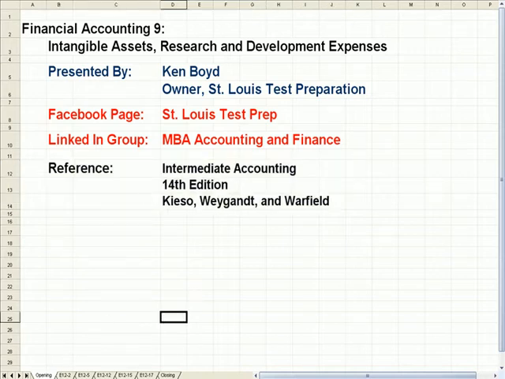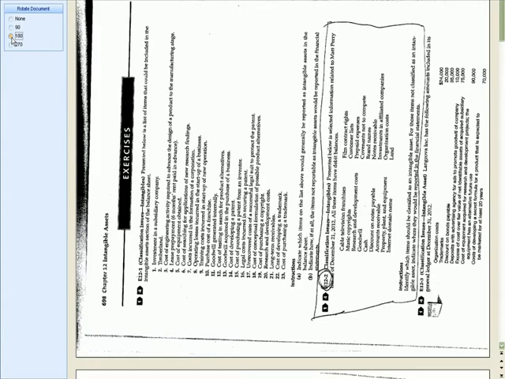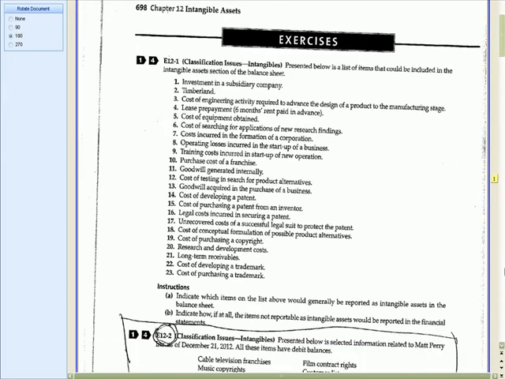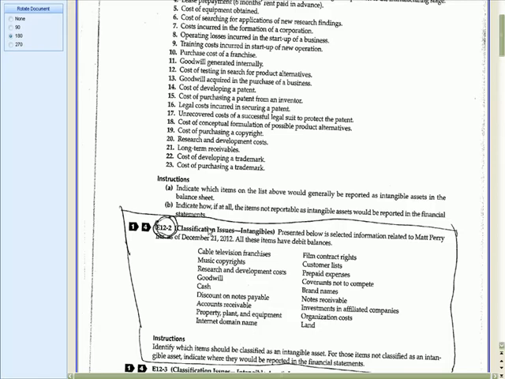What I would like to do is advance to the problem that a student gave me, and I'm going to rotate this because there are two specific problems that I'd like to talk about. And the first one is 2-12, which is here. Classification issues with intangibles.